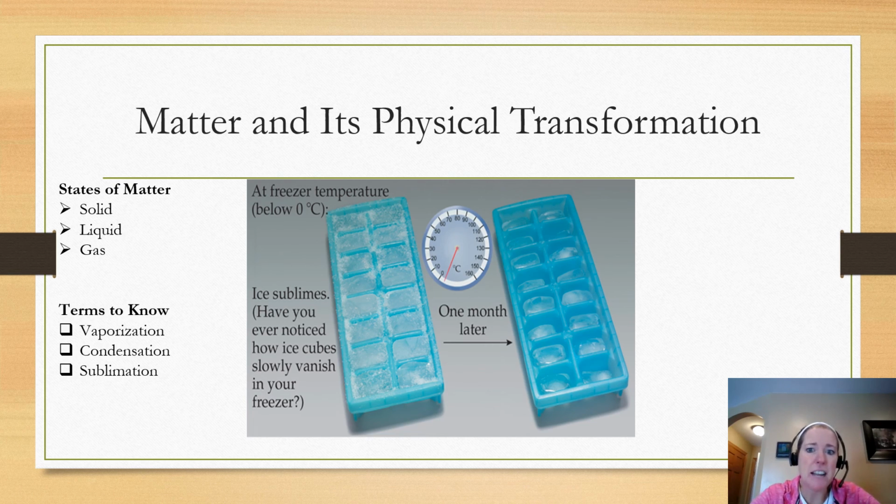All right, matter and its physical transformation. Terms that you need to know. There's 2 or 3 of these on your test. Understand what vaporization is, going from a liquid to a gas, condensation, going from a gas to a liquid, and sublimation, which is a new one most of us haven't really heard about, but that one is going from a solid to a gas.